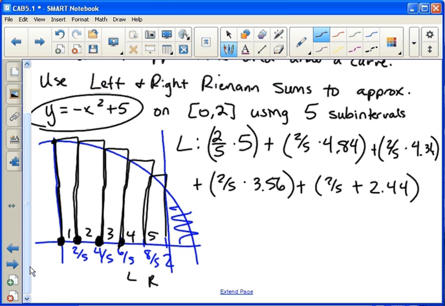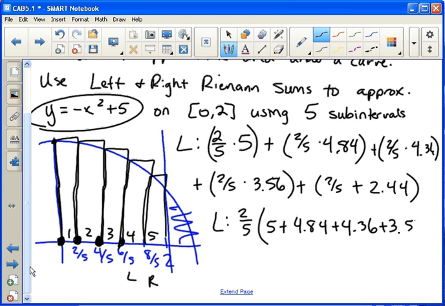Well, let me go ahead and tell you one way you can shorten this process a good bit. This won't always be true, but for these problems, we are doing equal subintervals, meaning the base is the same every single time. So instead of writing out 2/5 every single time, it's a whole lot easier to just write 2/5 out front and then put all your heights in the parentheses. You can see that cuts down on my writing a good bit.